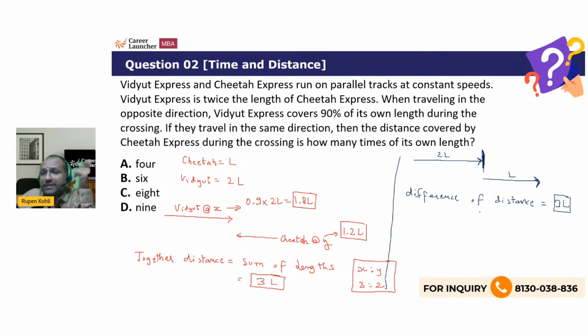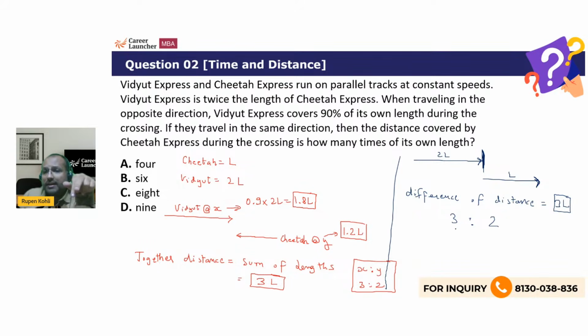So the difference of distances is 3L, and still the distances covered will be in the ratio of their speed, which is 3 is to 2. So in the ratio of 3 is to 2, the faster train has to cover a distance 3L more than the slower. So the difference of 3 and 2 is 3L. So 3 minus 2 is 1.